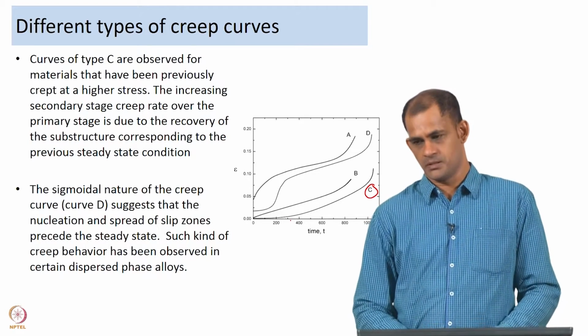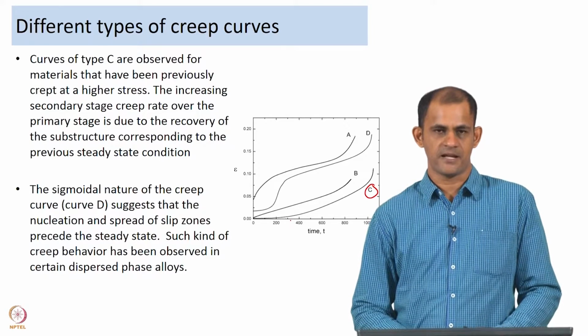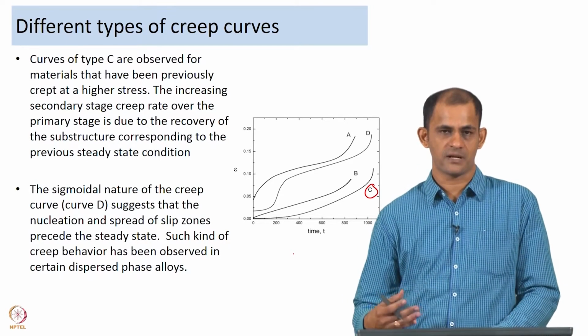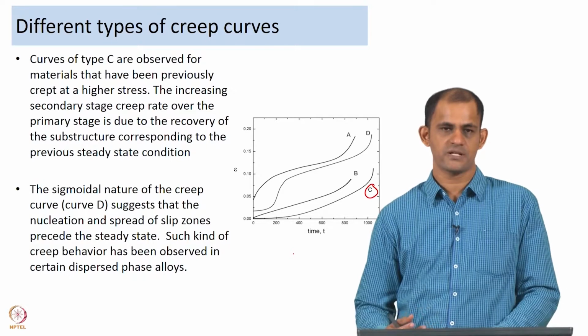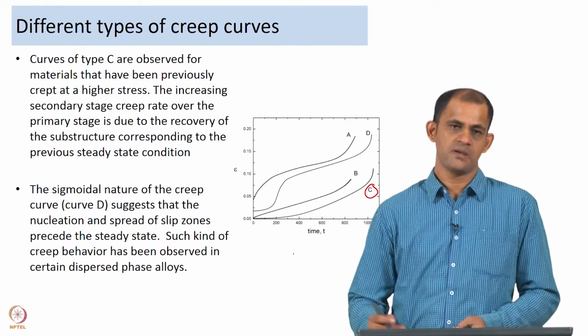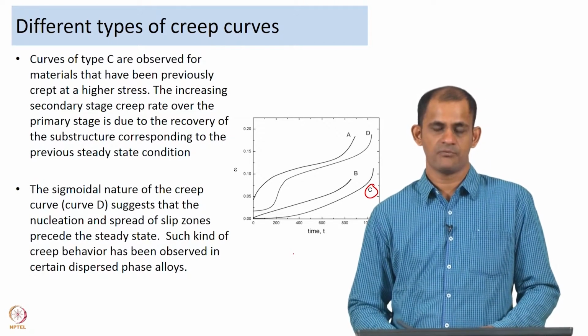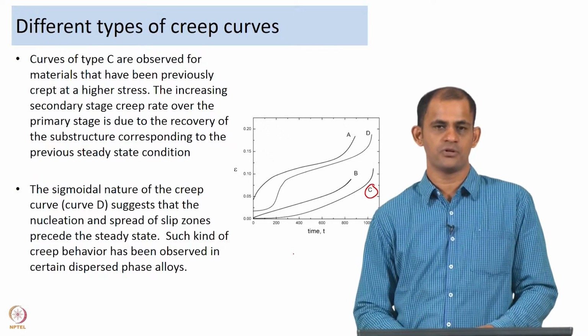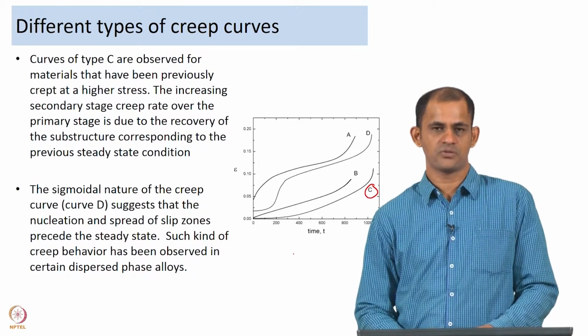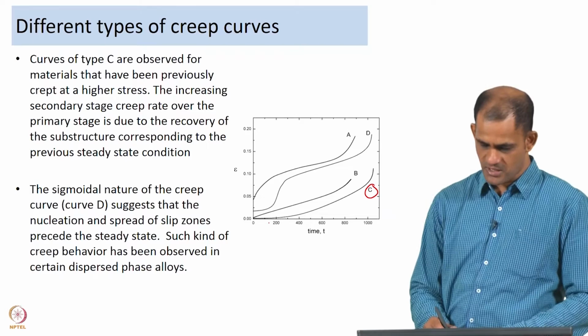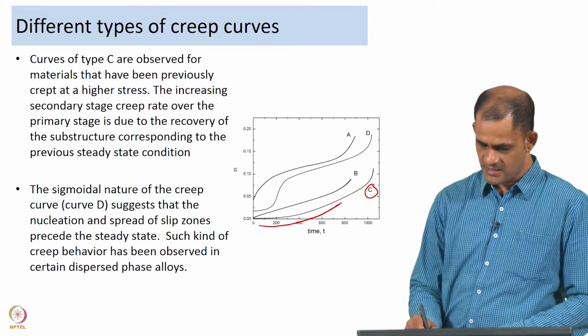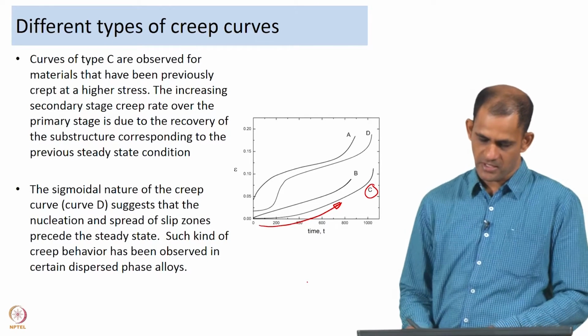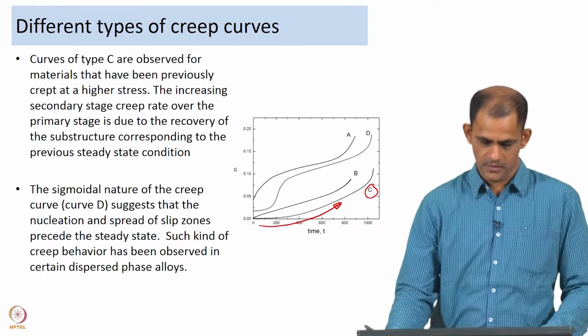Whatever substructure was created at a higher stress is going to be recovered when you carry out the same test at a lower stress, and because recovery happens faster compared to strain hardening, we know that the rate of creep is going to be higher. That is why you see the creep rate increasing, because this is recovery dominated creep behavior.